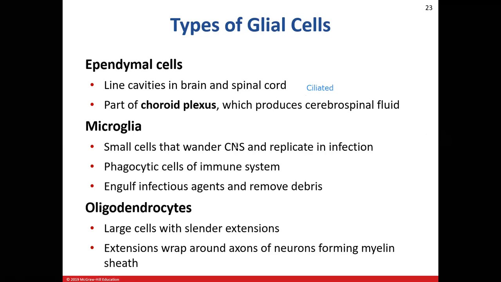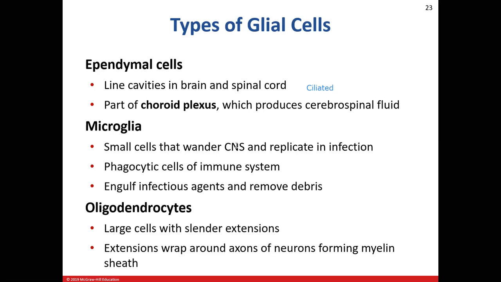Now, microglia are small cells that wander the CNS and help to replicate in an infection. So these are basically the immune system cells. They act as phagocytic cells within the nervous system, or particularly within the CNS. These are going to engulf our infectious agents and help to remove debris.